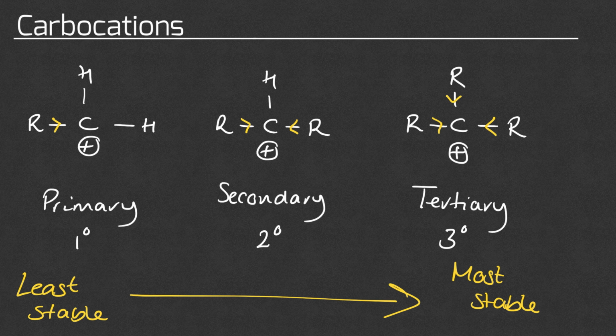So in general, is a primary, secondary or tertiary more stable? And why is that the case? And that's always linked to the number of alkyl groups attached.